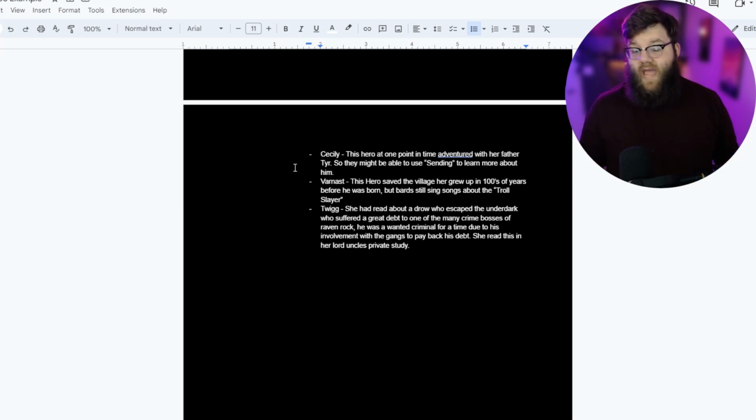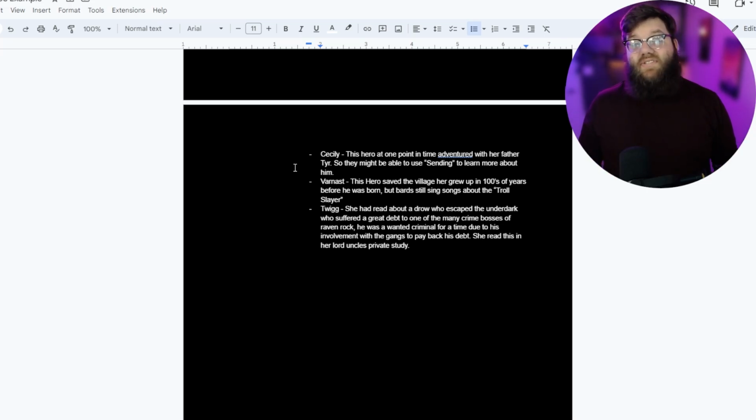Then we have Cecily, who had actually heard about this hero before because he had adventured with her father, Tyr, before. Tyr is very old and has lived for quite a long time, so potentially they could reach out to Tyr and try and learn more information about him without actually speaking with him or finding any books about him. Then we have Varnast. So this hero, this fallen hero, had actually saved Varnast village that he grew up in hundreds of years before Varnast was born.